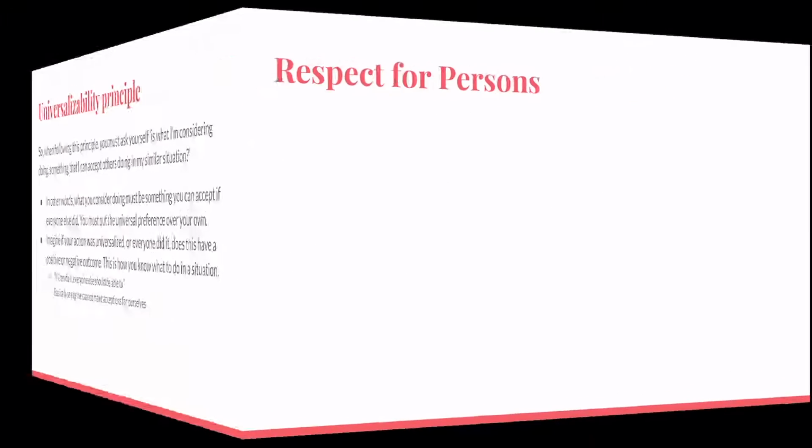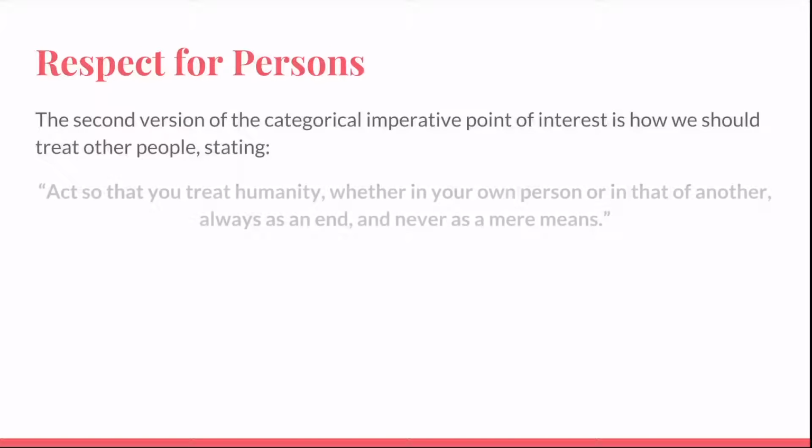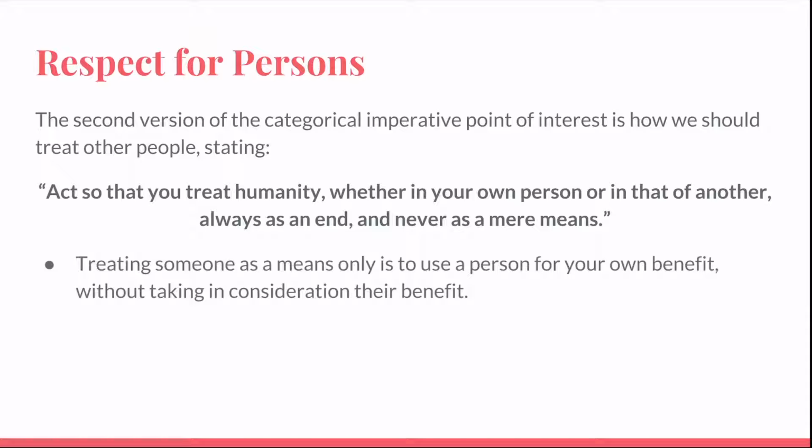The second way we can define the categorical imperative is about how we should treat others. We may call this the respect for persons principle, and it states: act so that you treat humanity, whether in your own person or that of another, always as an end, and never as a mere means. Treating somebody as a means only is to use a person for your own benefit. Though we may not use people, we can use things such as inanimate objects.